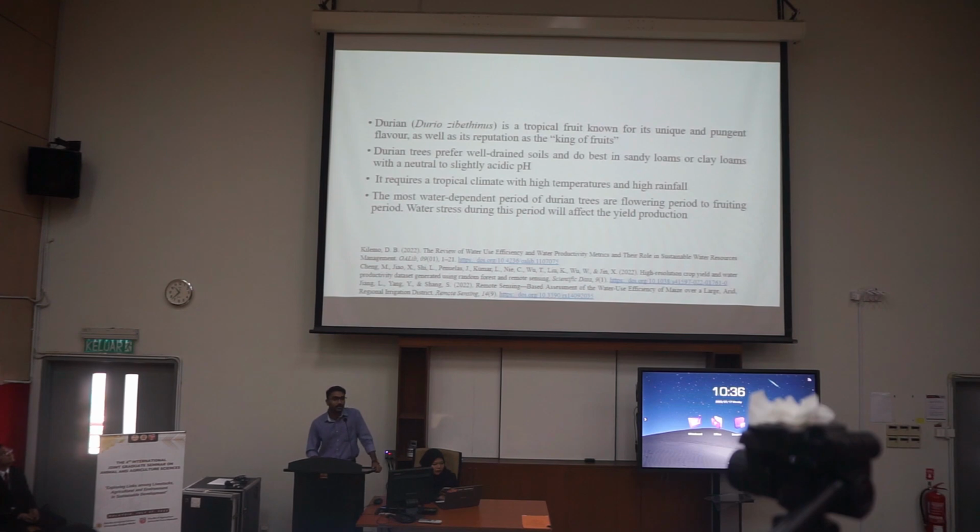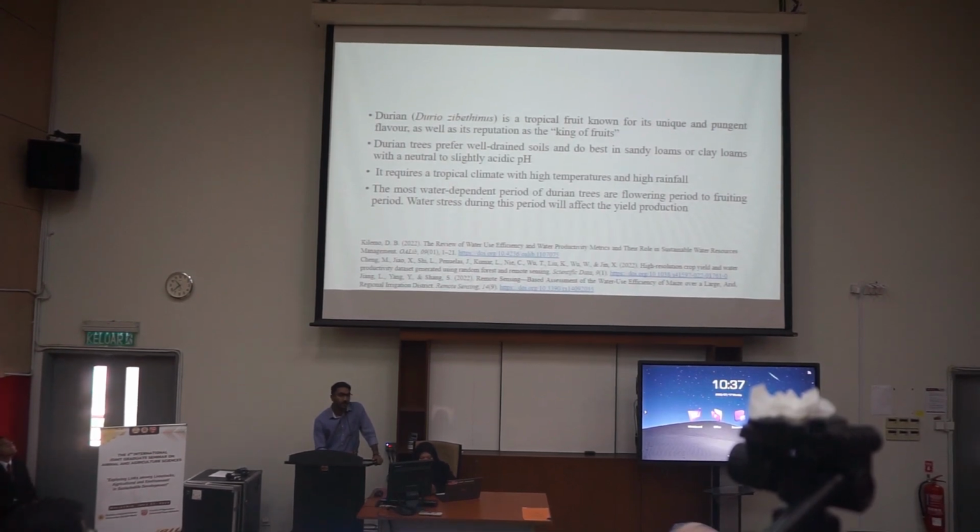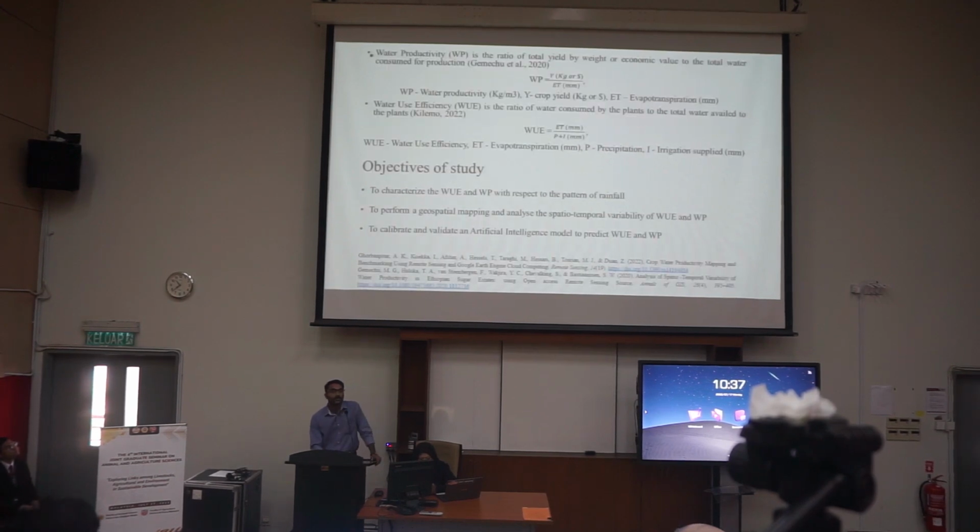Now we are dealing with water use efficiency and water productivity in durian. Durian is a tropical fruit known as the king of fruits all over the world. Durian trees prefer well-drained soil and do best in sandy loams and clay loams with a neutral to slightly acidic pH. It requires a tropical climate with high temperatures and high rainfall. The most water-dependent period of durian is from the flowering period to the fruiting period. So in this context, water use efficiency and water productivity get their relevance.